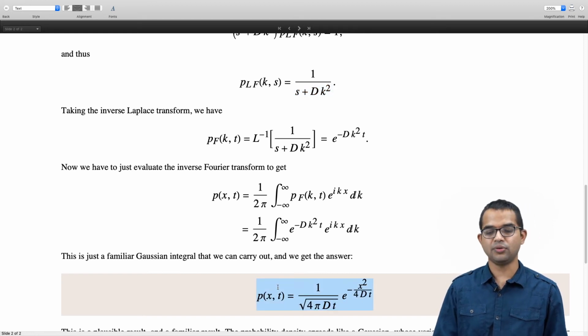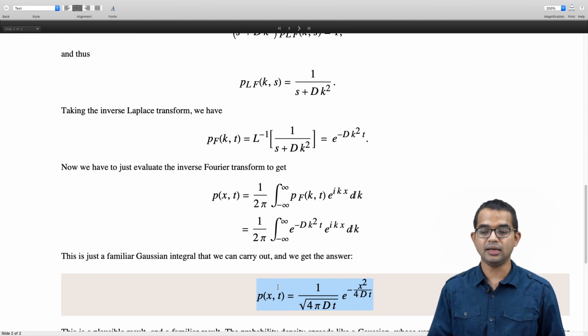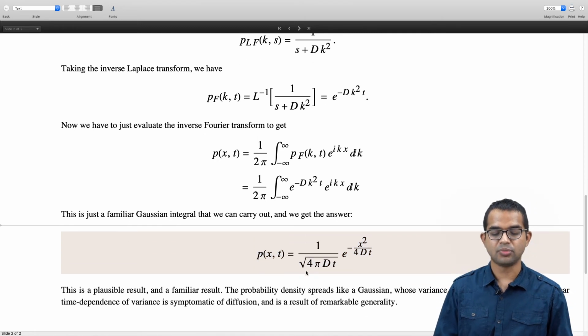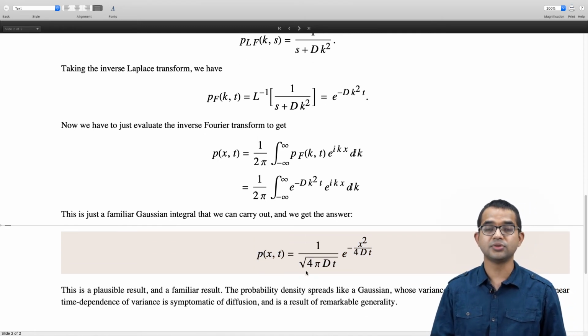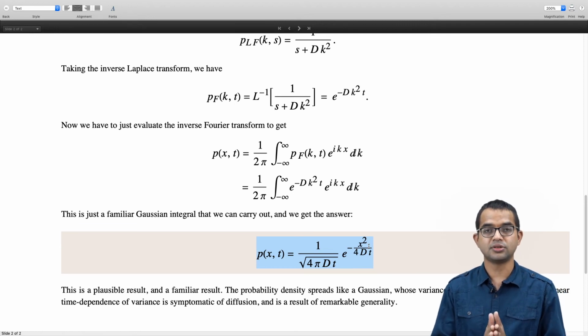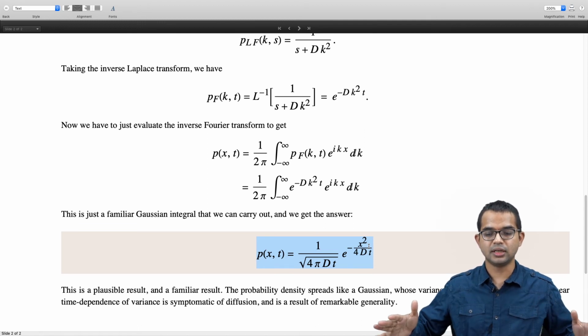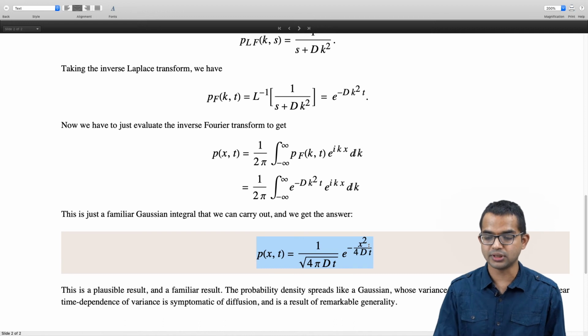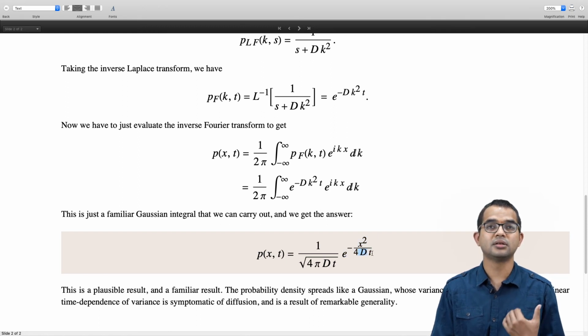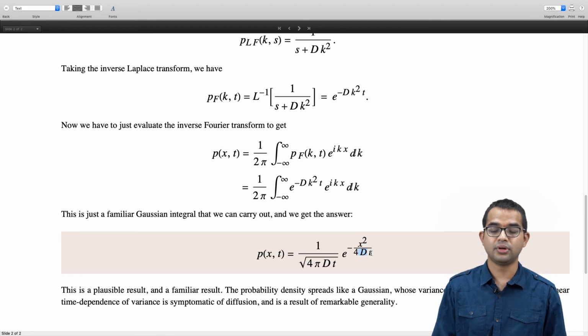So this is p of x comma t is equal to 1 over square root of 4 pi dt times e to the minus x squared by 4 dt. So this is a plausible result and something which is familiar, right? We saw the discrete version which had this Gaussian appearance, and indeed the general solution also is Gaussian in nature, right? So initially our particle was localized at the origin, and then we see that the probability density keeps on spreading, and in fact a key point to notice here is the width, which is given by this variance. Variance is linear in t, which is characteristic of diffusive motion, right?